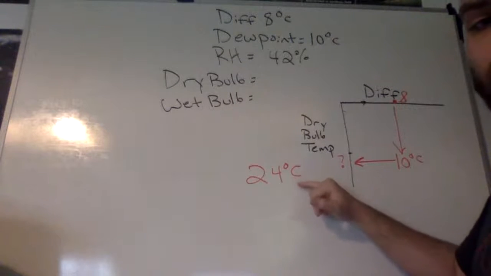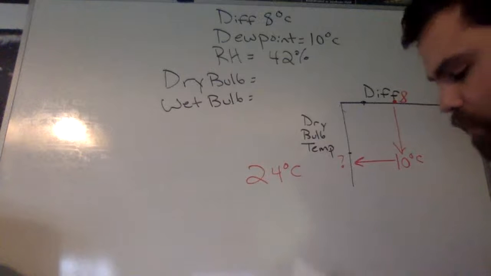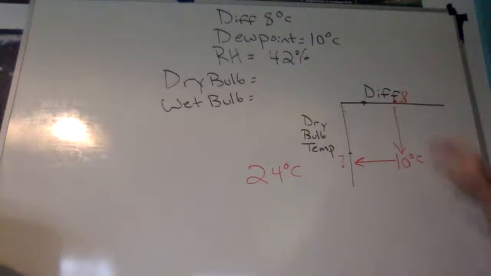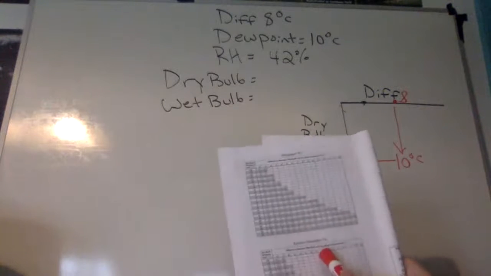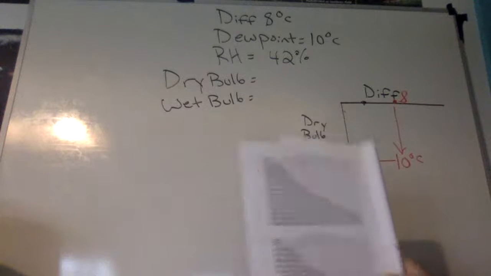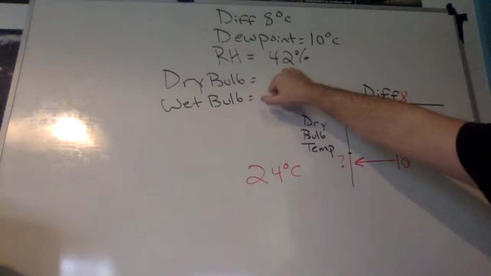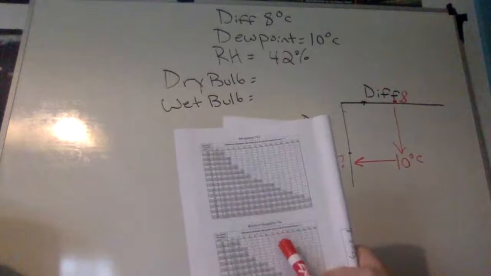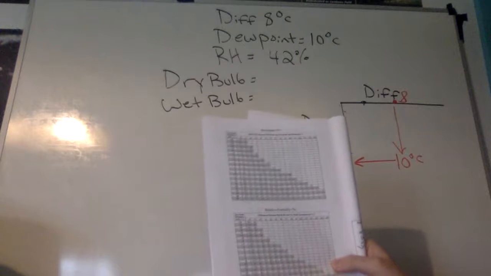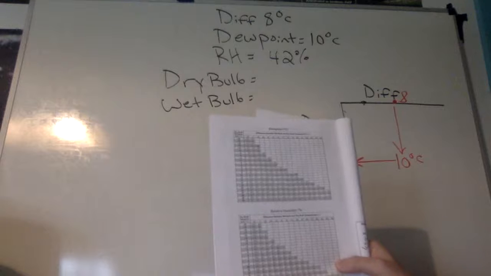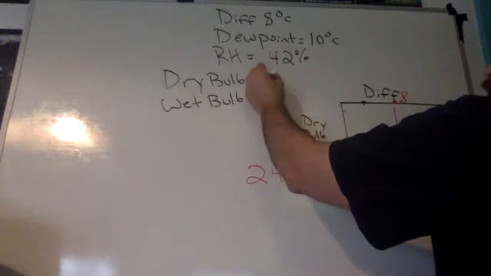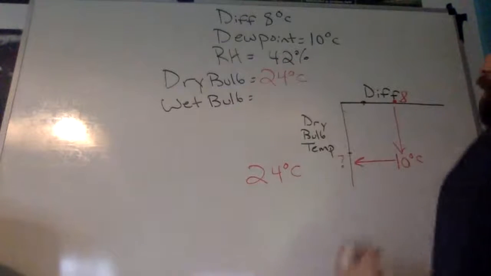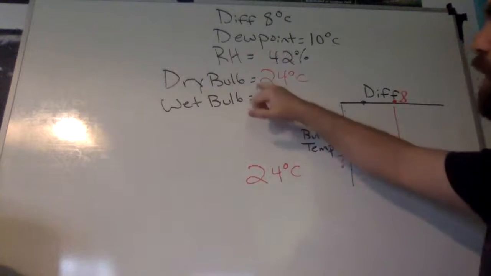Now, you can also double check this, all right? Let's say we did it with relative humidity. So this is my dew point chart. Now, let's just say this is relative humidity. If I go to 8 again, and I follow it all the way down, but instead I look for my 42%. I go all the way down. I get to 42. I go across. And again, it is 24 degrees Celsius. So my dry bulb is 24 degrees Celsius. So that's the dry bulb.